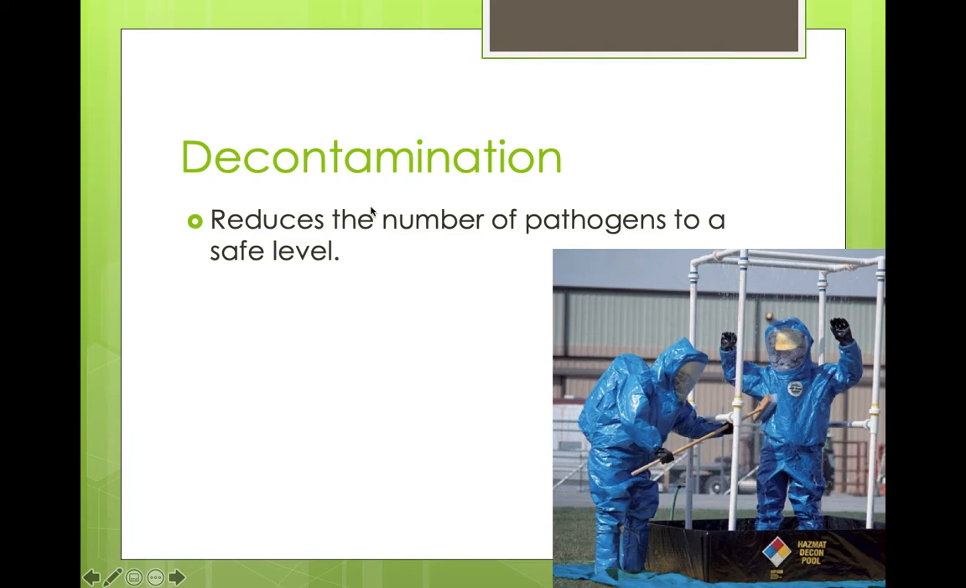So you can decontaminate things. Decontamination is essentially the exact same thing as disinfection. You disinfect a surface, you decontaminate a living organism. That's the difference. You remove the number of harmful pathogens from a person, you decontaminate the person. You remove the harmful pathogens down to a safe level on a table, you disinfect the table. Same process, different name.